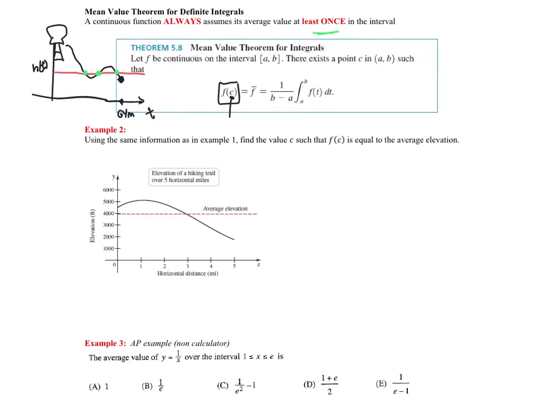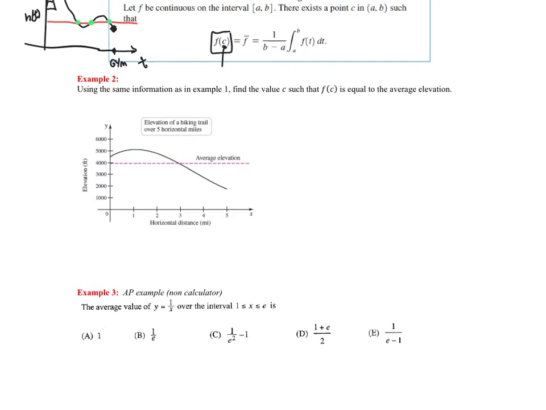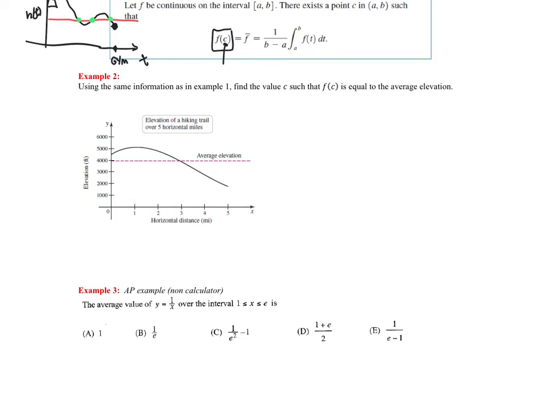So using the information from example 1, find the value c such that f of c is equal to the average elevation. Well, we said the average elevation was like 39, what was it?